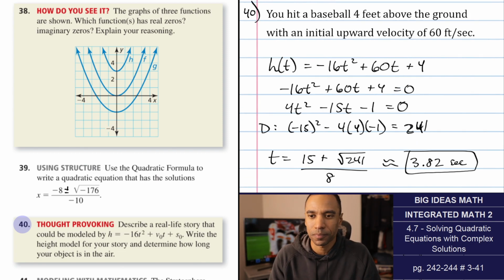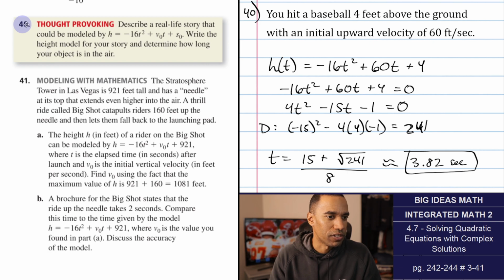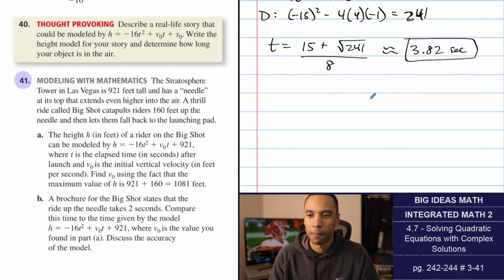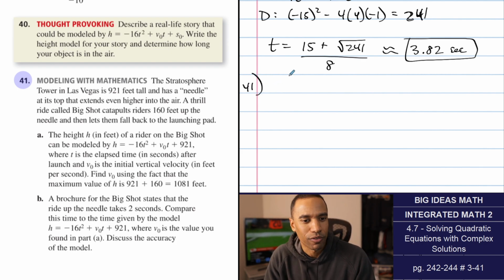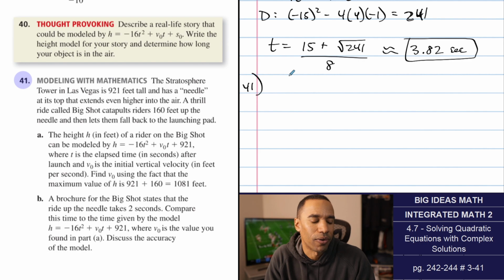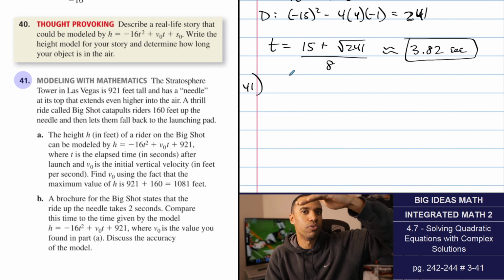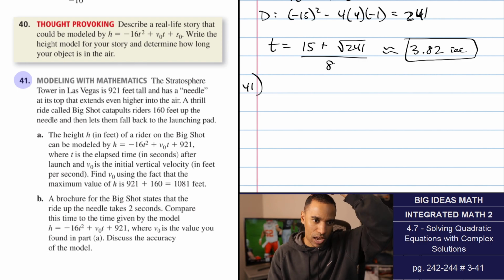Love it. All right, last question here. Oh, there's a lot. Number 41. The Stratosphere Tower in Las Vegas is 921 feet tall. Oh, I thought it was more than 1,000 feet tall. Oh, here we go. Has a needle. Okay, yeah. Because there are rides on the top, and the needle itself is like a free fall ride thing, so you do go above 1,000 feet at that point.